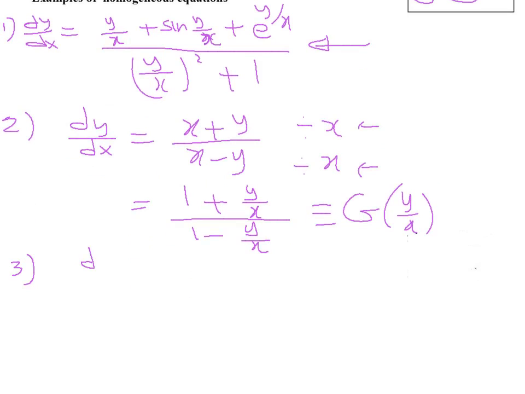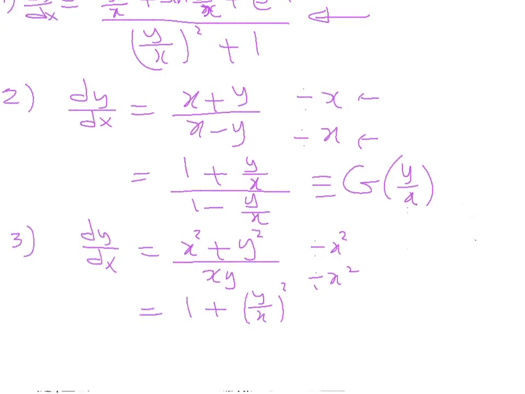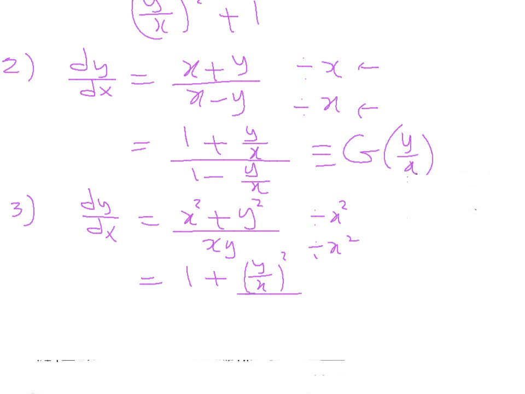Another example, this is also homogeneous. It is not as straightforward as the previous one. This is homogeneous. If we divide numerator and denominator by x squared, we can write the right hand side as a function of y over x. So it will be something like this. This is y over x. So the right hand side is a function of y over x, so it is also homogeneous.